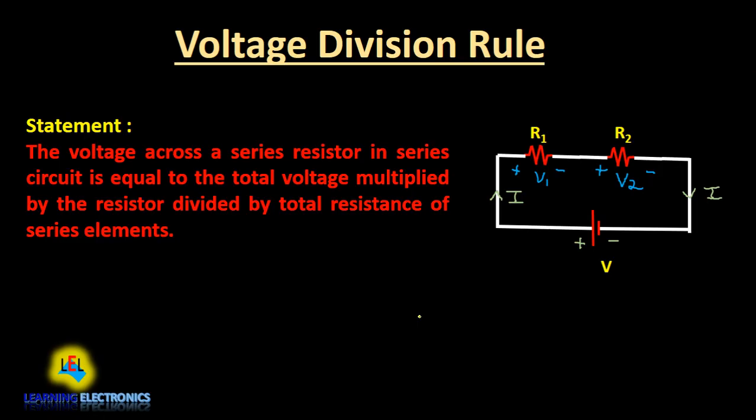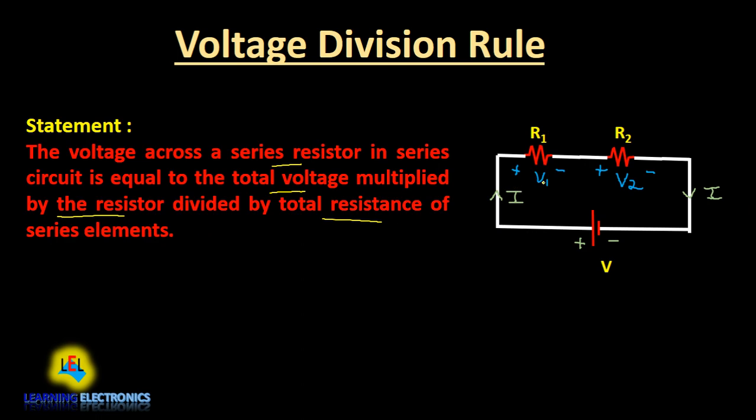So let us first see the statement of voltage division rule. The statement is: the voltage across a series resistor in a series circuit is equal to the total voltage multiplied by the resistor divided by the total resistance of series elements.